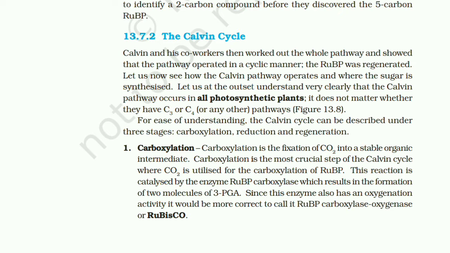Let us at the outset understand very clearly that the Calvin pathway occurs in all photosynthetic plants. It does not matter whether they have C3 or C4 pathways. For the ease of understanding, the Calvin cycle can be described under three stages: carboxylation, reduction, and regeneration.